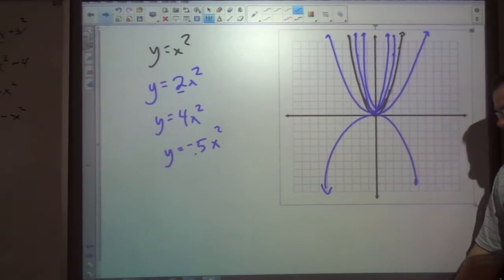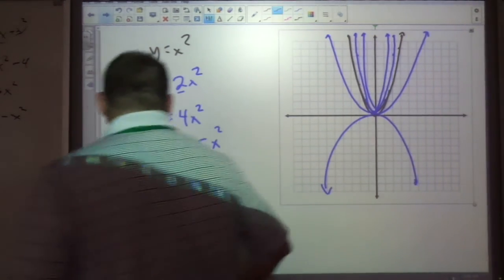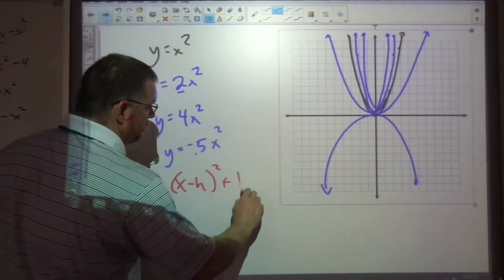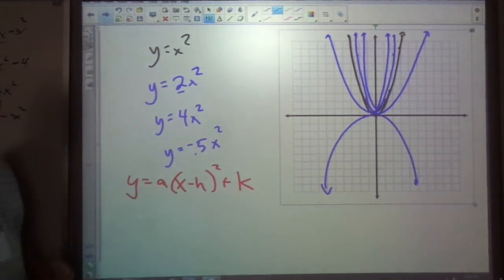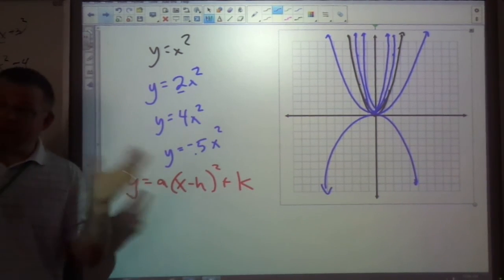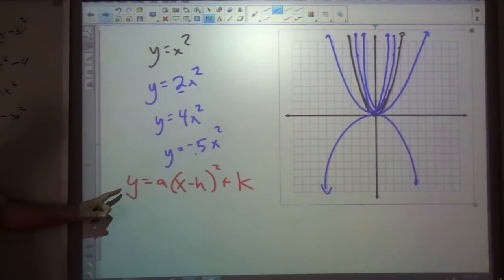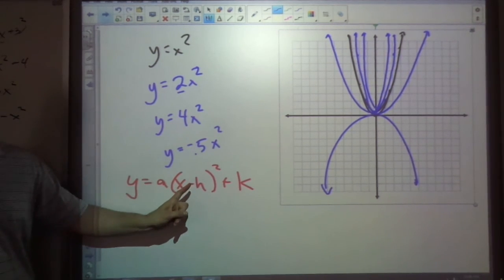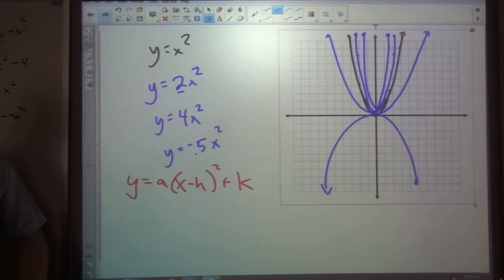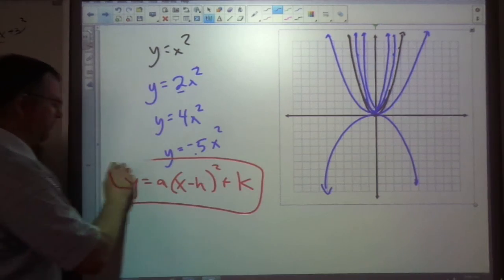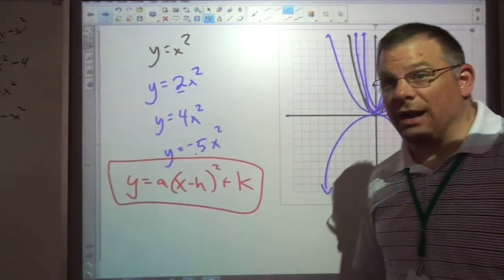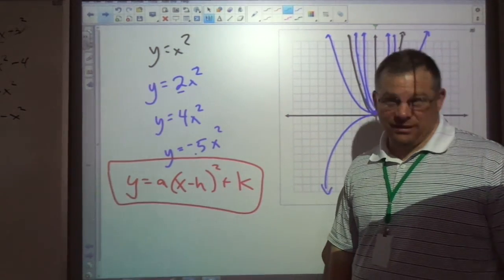Okay? So again, let's go back to our form. We had y equals, before we had x minus h squared plus k. What if we throw an a in the front? Right? Now this number controls skinny and fat, or up and down. This number slides it left and right the opposite way. This one slides it up and down the same way. This is what we call, for parabolic form, graphing form, because it's really easy to graph if I were to give you something that was in that form.